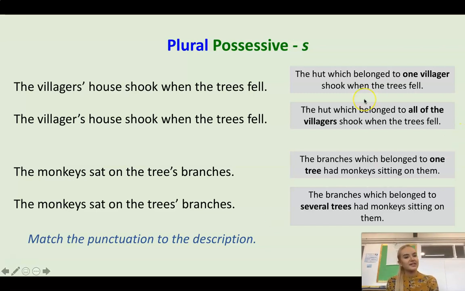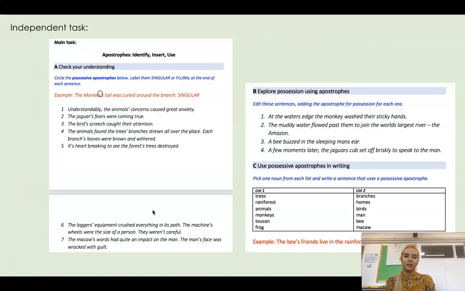Okay, so I can see the first sentence is the hut which belonged to one villager shook, and I can see that one villager is always apostrophe S, which means that the hut which belonged to all of the villagers is this one here, because when it's a plural possessive, we're talking about more than one of the noun. For the second example, the monkey sat on the tree's branches. That means that the branches which belonged to one tree had the monkey sitting on them, and the monkey sat on the trees' branches. We know that because the apostrophe is after the noun, that is several trees had monkeys sitting on them. Well done.